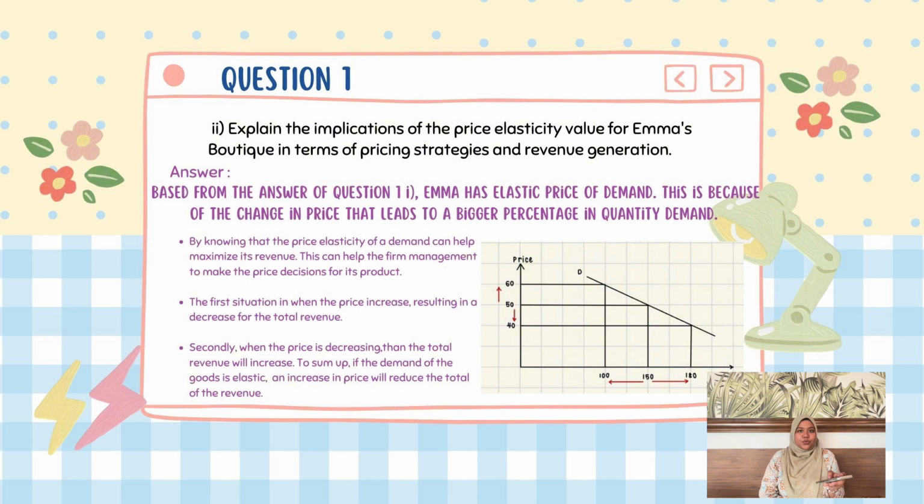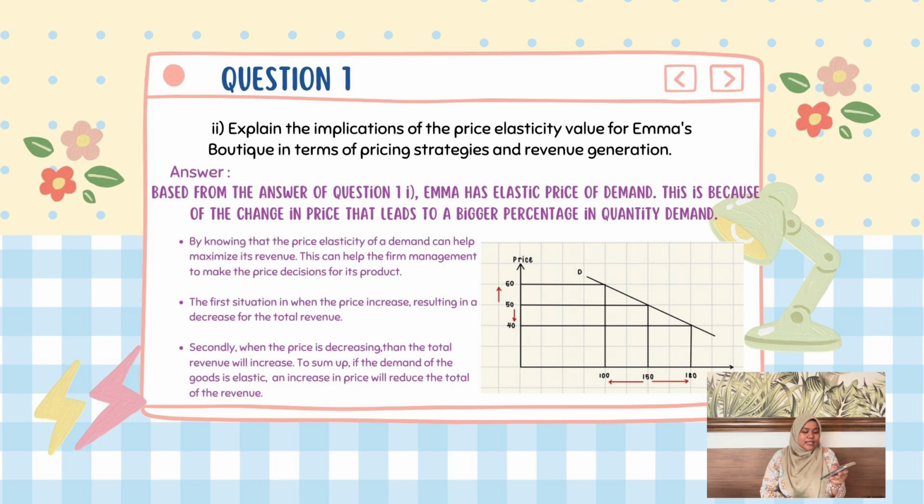Then we go to question 1, number 2. Question 1, number 2, asking for the implications of the price elasticity value for Ammar's boutique in terms of pricing strategies and revenue generations. Based on the answer on my number 1, Ammar has elastic price of demand. This is because the change in the price leads to bigger percentage change in demand.